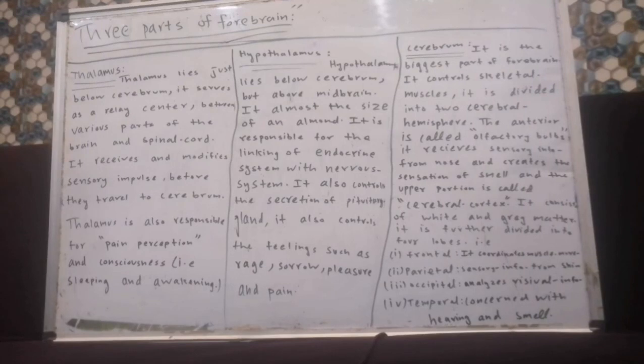Now, endocrine system is the system in which messages are conveyed through hormones and chemicals. Now, hypothalamus links the endocrine system with nervous system. In nervous system, the major parts are brain and spinal cord. So, hypothalamus links endocrine system with nervous system.